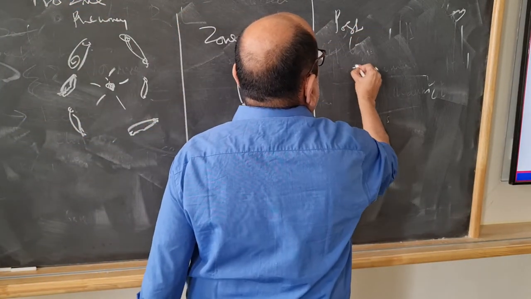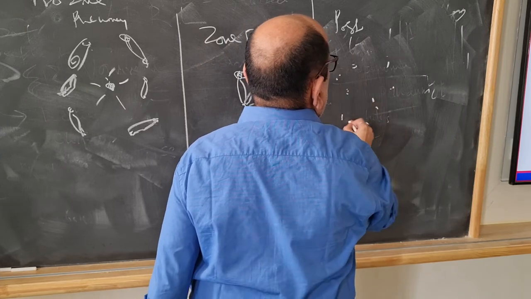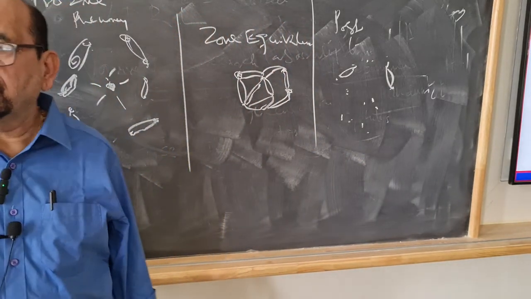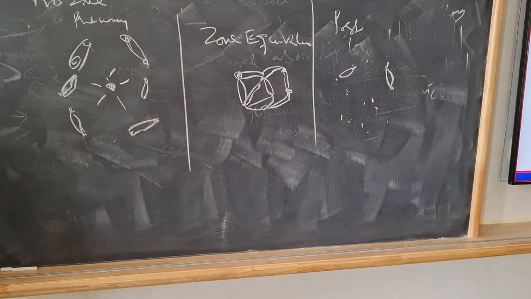Post zone is a lot of antigen, less of antibody. Post zone is more antigen and less of antibody. So you should remember, prozone: antibody excess. Zone of equivalence: antigen-antibody in optimum proportion. Post-zone: antigen excess.